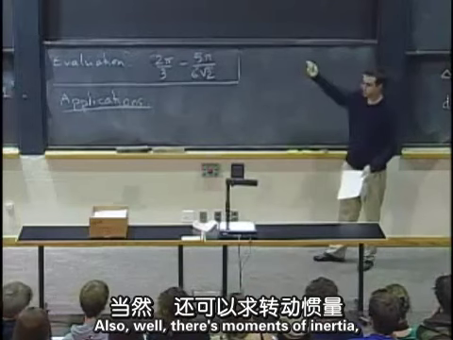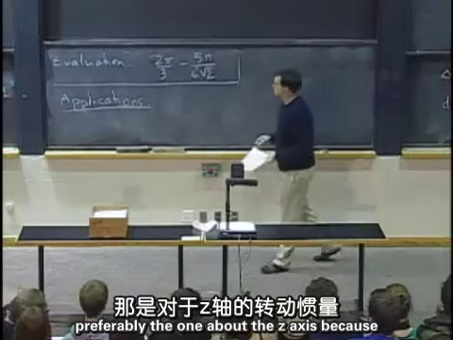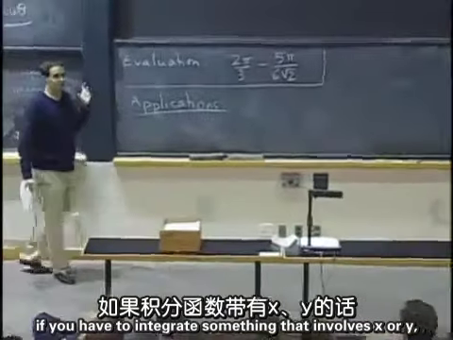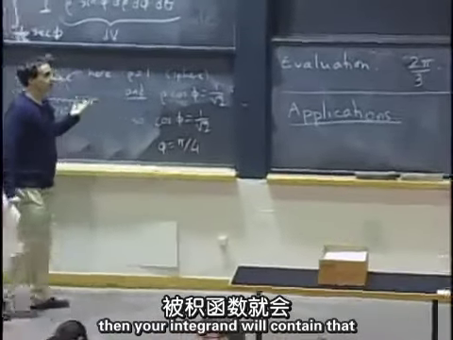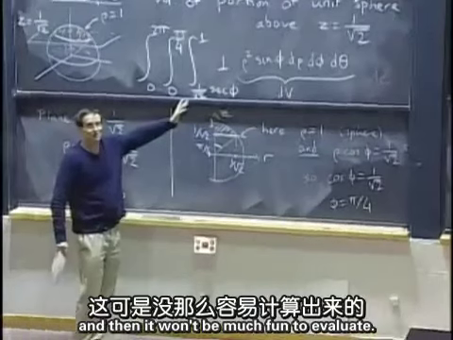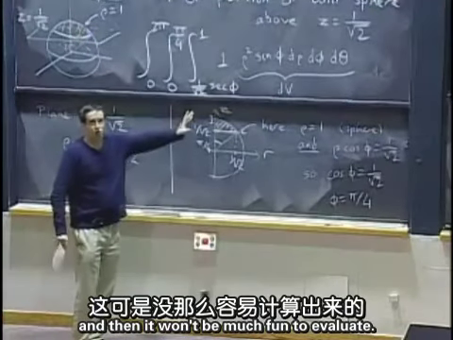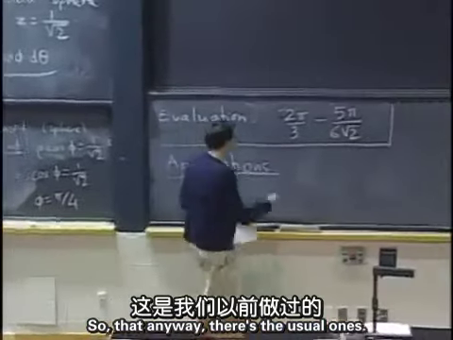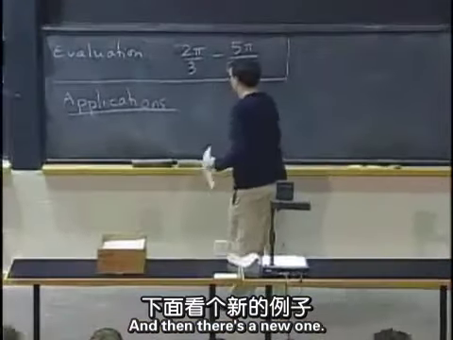Also, well, there's moments of inertia, preferably the one about the z-axis, because if you have to integrate something that involves x or y, then your integrand will contain that awful rho sine phi sine theta or rho sine phi cosine theta, and then it won't be much fun to evaluate. But anyway, there's the usual ones. And then there's a new one.